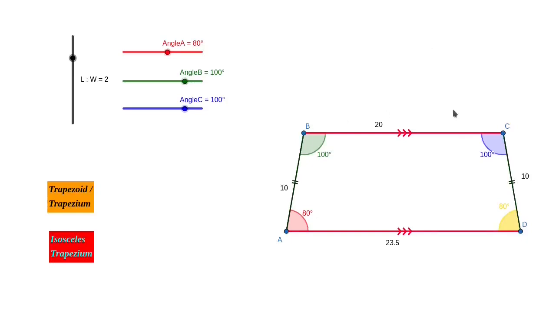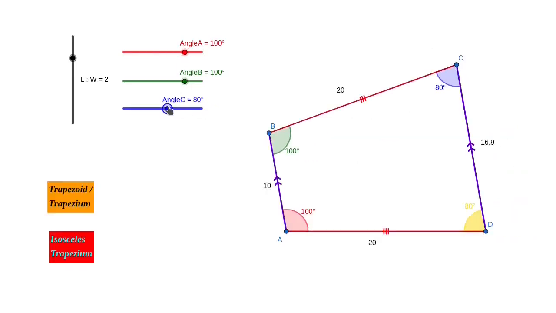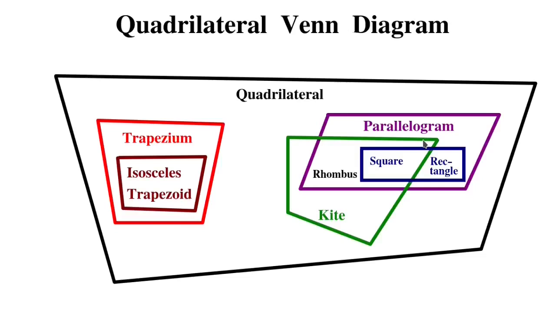To make AB and CD parallel, the summation of angle B and angle C must be 180. Let's create it. Angle B and C became 180. So this is also a trapezoid. Why? Because AB and CD are parallel to each other. This is also an isosceles trapezoid. Why? Because the non-parallel sides AD and BC are equal. Their length is 20 units in each case. So we have covered trapezium and isosceles trapezium.